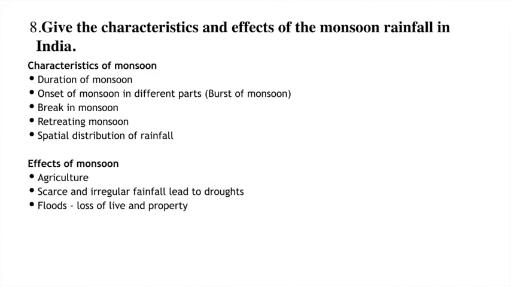Give the characteristics and the effects of the monsoon rainfall in India. Monsoon rainfall, how it gets started and how it progresses towards northern India, northeastern states, Western Ghats, and how it retreats. These are all the things we have to write. As far as effects of monsoon are concerned, what are the effects on agriculture and spatial distribution, how it affects the various activities in agriculture, and how heavy rainfall affects the life and property of our people. These are all the things you have to write.